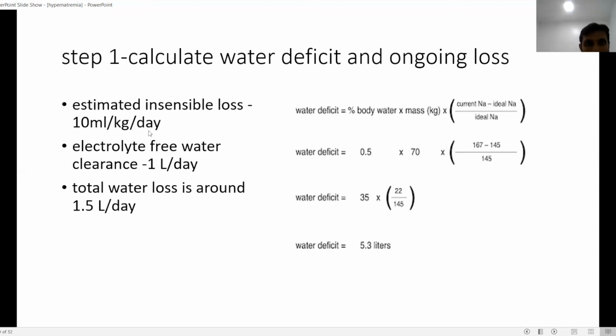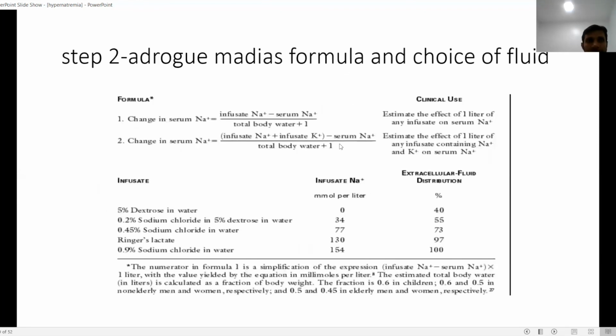Then again we have to calculate for the insensible losses, that is 10 ml per kg per day, that comes around 500 ml average per day, and electrolyte free water clearance is around 1 liter. So the total water loss is around 1.5 liters per day, and we calculate the water deficit from this formula. It will add up to the total fluid that should be replaced within 24 hours. This is the first step.